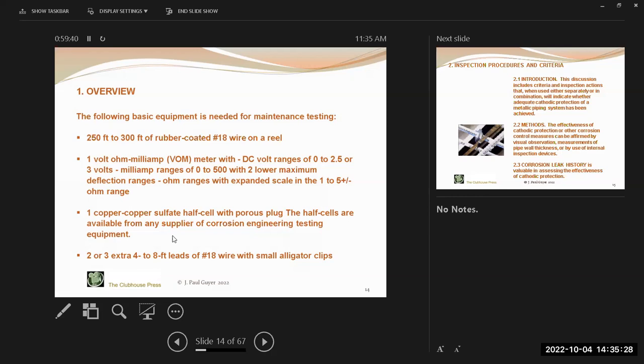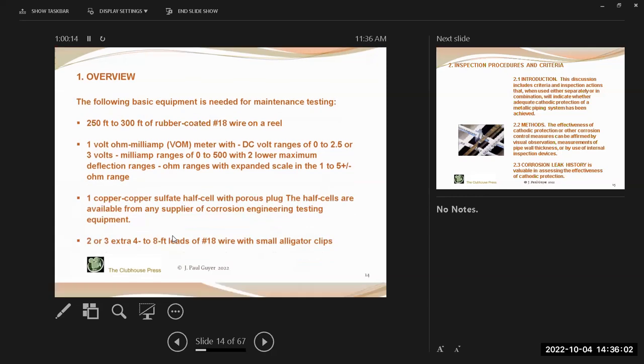You'll need this standardized copper sulfate electrode with a porous plug. The half cells are available from any supplier of corrosion engineering testing equipment. This stuff is all available commercially. And then 2 or 3 extra 4 to 8 foot leads of number 18 AWG wire with small alligator clips.